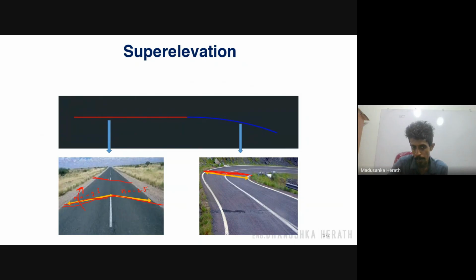Then finally it will be like this. Right, initially it was like this.